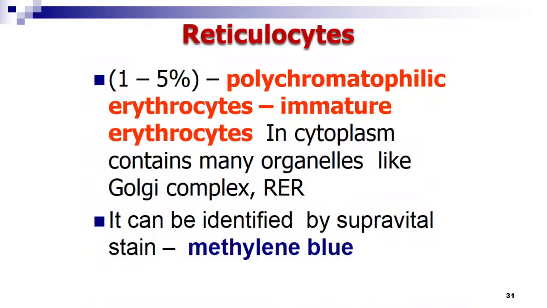Reticulocytes. Just a minute ago we talked about the difference between reticular cells and reticulocytes, and now you need to know the full name of reticulocytes, an erythrocyte type. They make up around 1 to 5% of peripheral blood, sometimes up to 10%, and are named polychromatophilic erythrocytes. Immature erythrocytes, in the cytoplasm they contain many organelles like Golgi complex, rough endoplasmic reticulum, ribosomes. They can be identified by the supravital stain methylene blue.